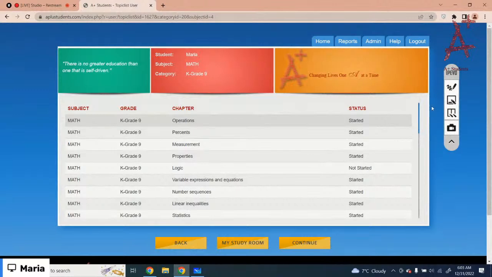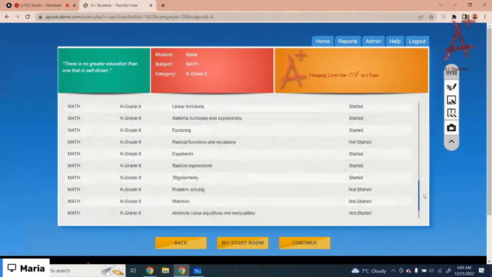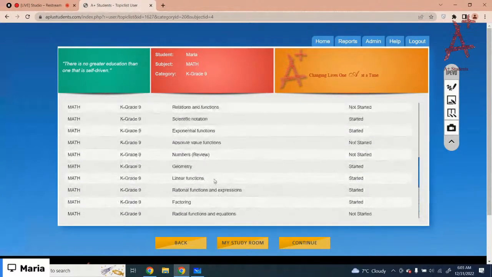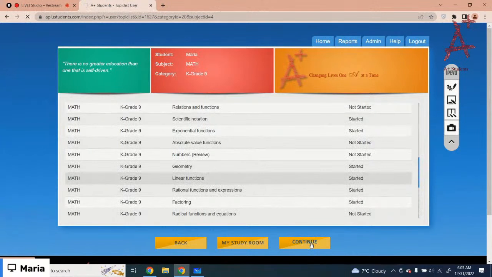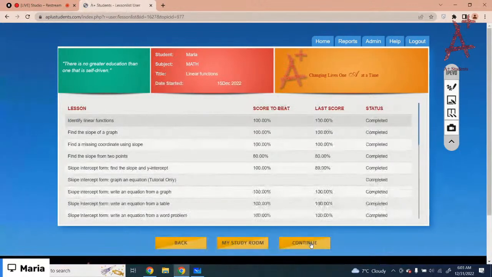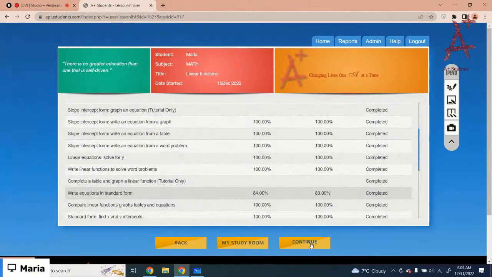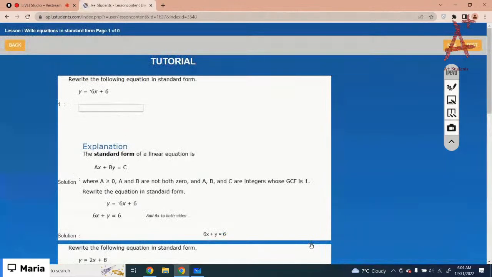Okay, here I am on grade 9 maths. The chapter is linear functions. Here is the chapter. Okay, the lesson is write equations in standard form. Okay, here it is, write equations in standard form. So let's just start with the lesson.